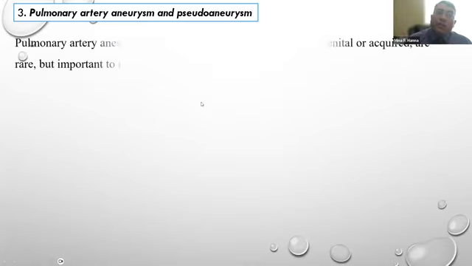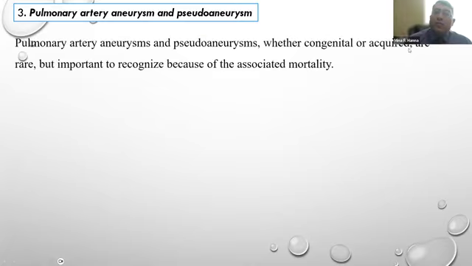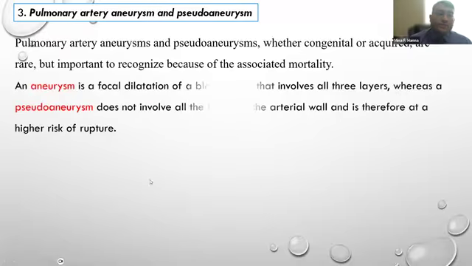Pulmonary artery aneurysm and pseudoaneurysm, whether congenital or acquired, are rare, so not commonly seen, but important to recognize because of the associated mortality. Aneurysm is focal dilatation, involves the three layers of the pulmonary artery. Pseudoaneurysm, you will find a break in the intima or break of the three layers, and the blood is surrounded by the surrounding tissue only.